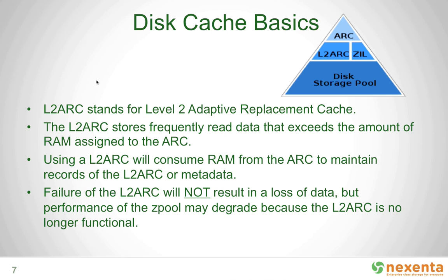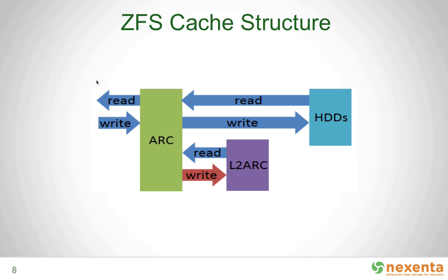One of the key notes about looking at ZFS and the L2ARC is that a failure of your L2ARC is not going to result in a loss of data. But the performance of the Zpool could be degraded because you don't have that extra cache. You can still get all the IOPS off of your disk storage pool, and you'll still get some improvement from your ARC, and then you can simply replace your L2ARC drives.